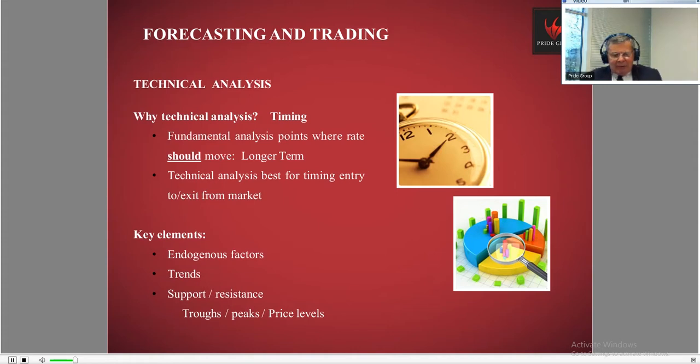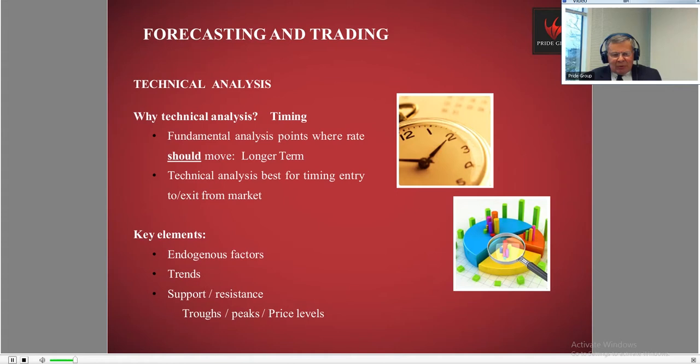You'll see in the tools we're using that we can find these peaks and price levels. We'll go through the tools we're using in technical analysis.